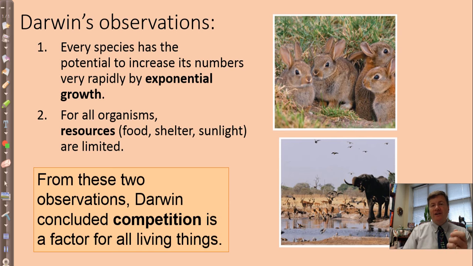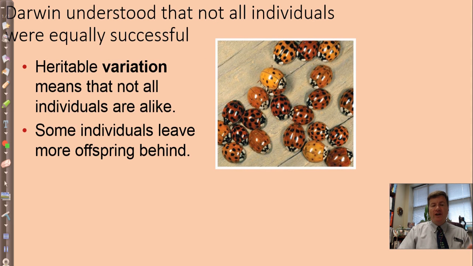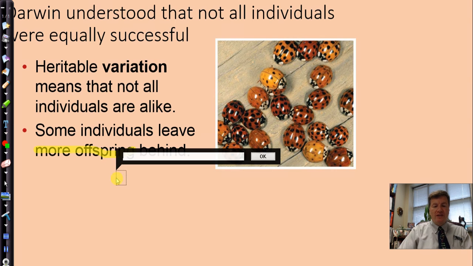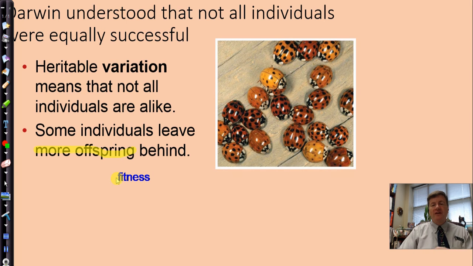Let's go back. Some of these variations may help you survive better and reproduce better than other individuals with other traits. Those individuals with the better traits are going to leave behind more offspring. The term we use here is we say these individuals have a higher fitness. Fitness doesn't mean being able to lift weights. Fitness means, from a genetics or a biology standpoint, the ability to survive and leave offspring. Individuals with the better traits have the higher fitness.